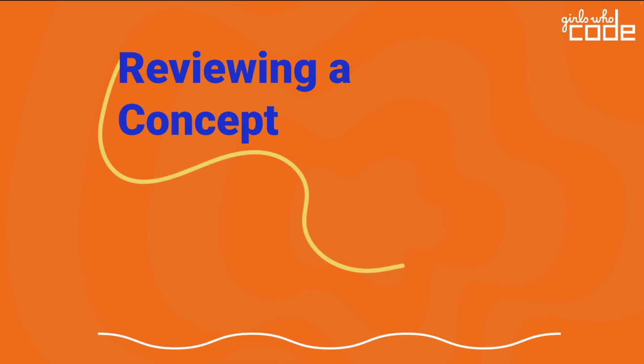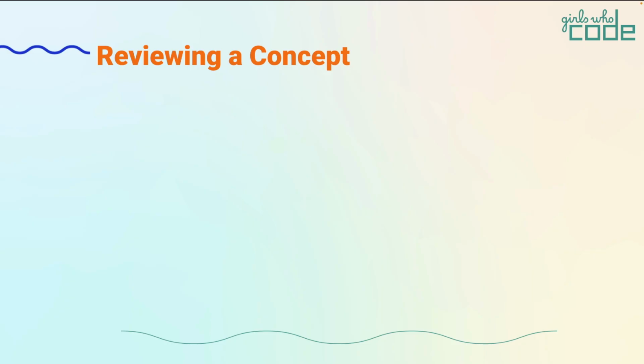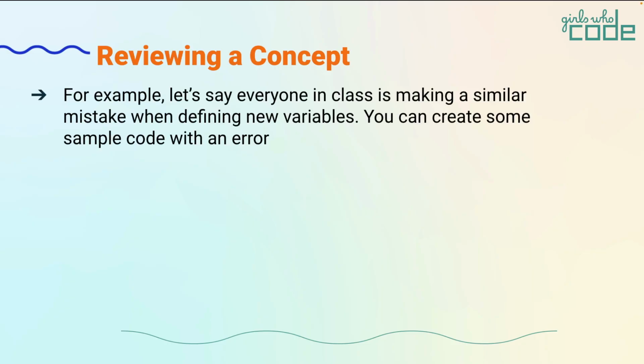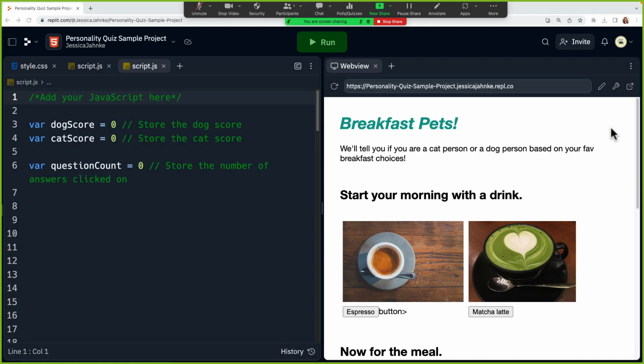You can also use code-alongs when you want to review a concept. Let's say, for example, everyone in class is making a similar mistake when defining new variables. You can create some sample code with an error. As you can see in this example, this code is missing semicolons when defining new variables. You can then have students use the stamp feature in Zoom annotations to mark where the error is in the code.